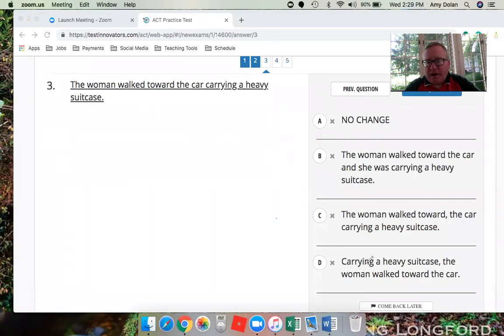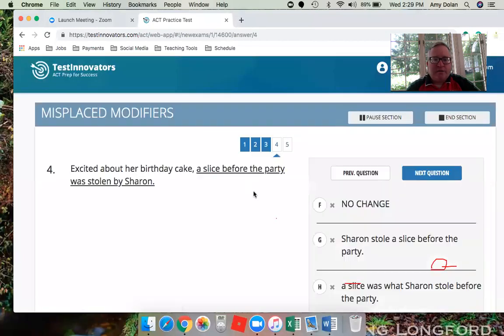So here, carrying a heavy suitcase, who was carrying the heavy suitcase? The woman. The woman was carrying the heavy suitcase. You notice how she comes directly after the comma here. The woman. It was the woman carrying the heavy suitcase. That makes it clear who or what was carrying the suitcase.